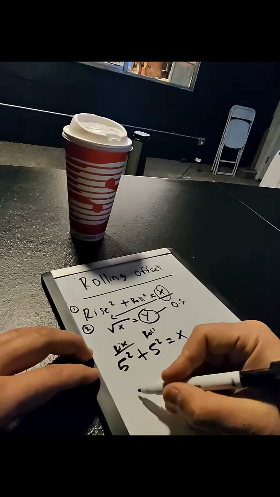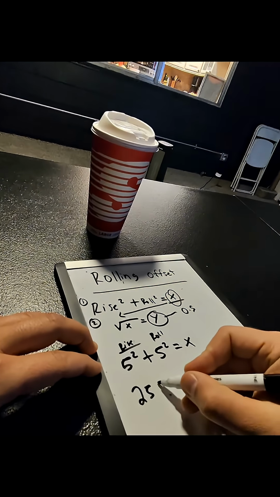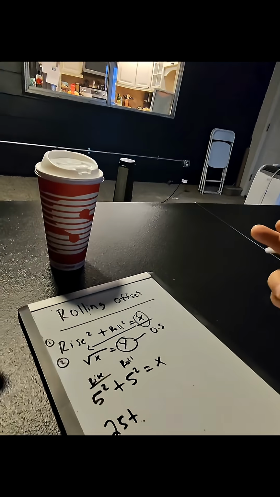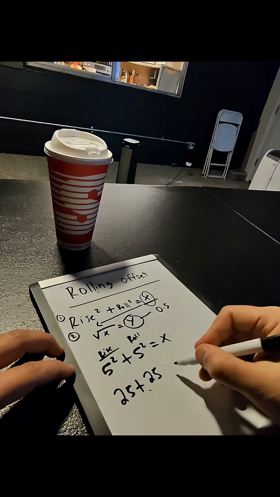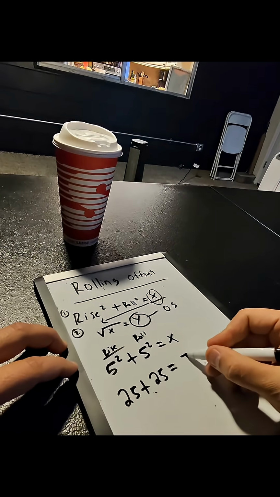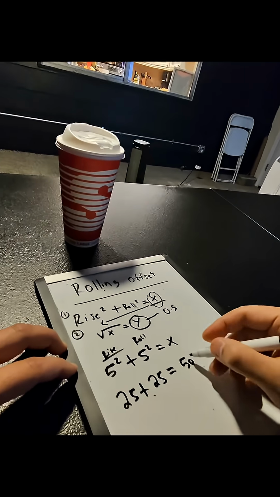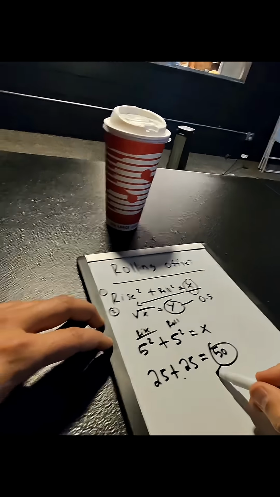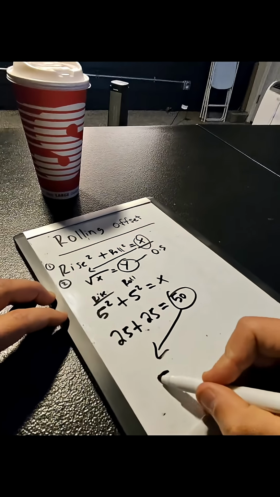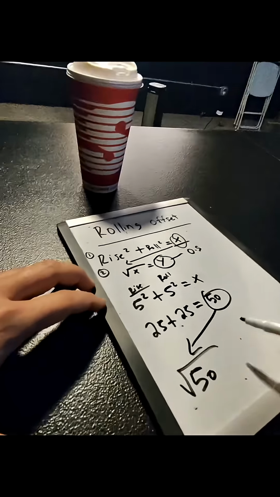What is that? 25. Great job. And 5 squared again, also 25. Awesome. Equals 50. Now we have found x. What we're going to do from there, we're going to bring that 50 down, and we're going to square root that.